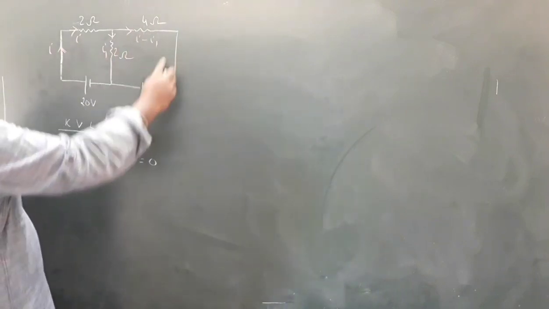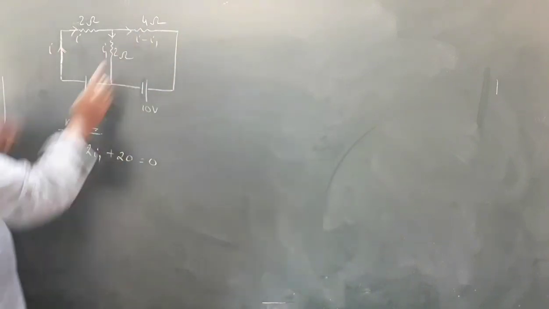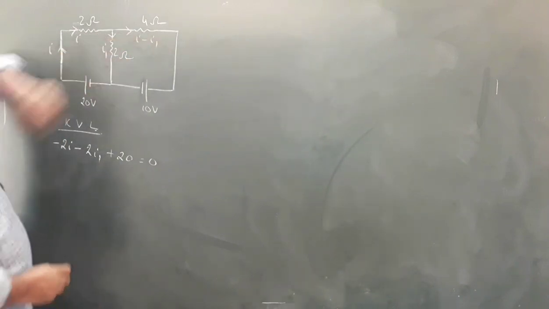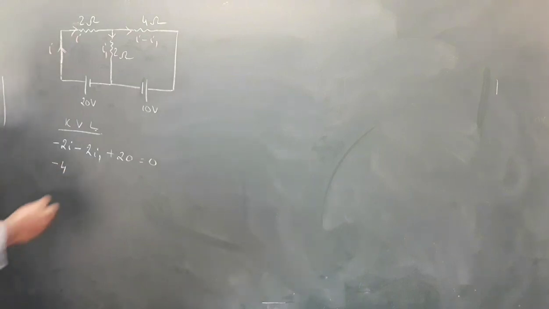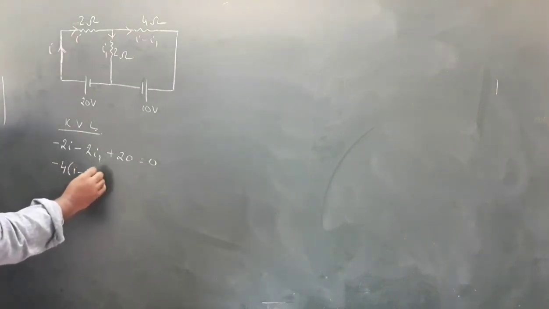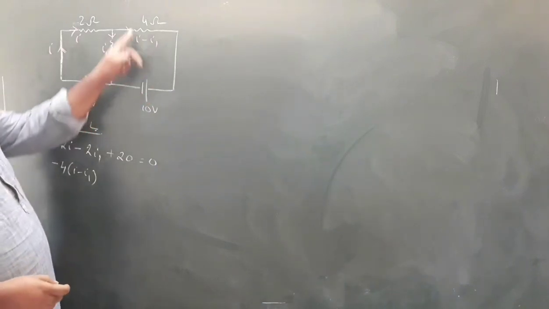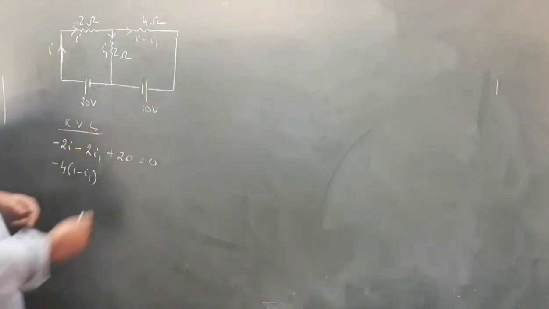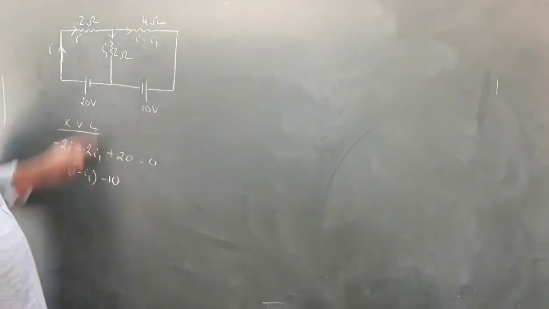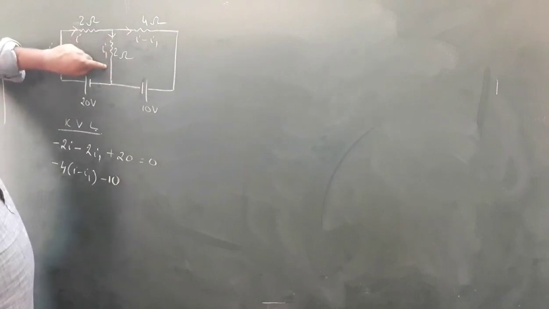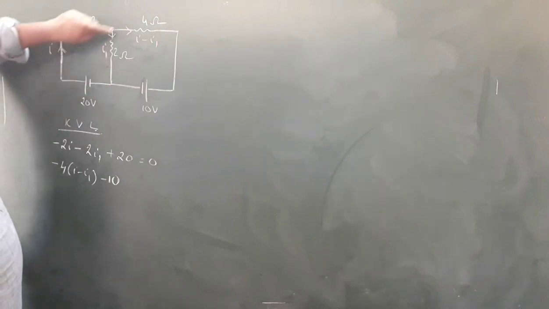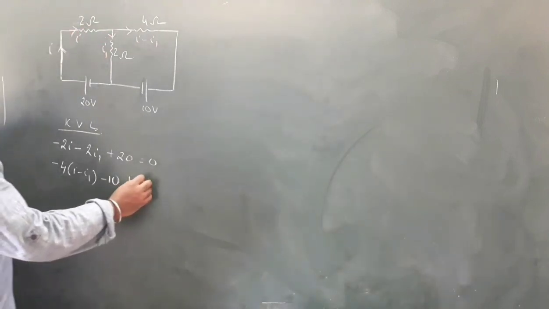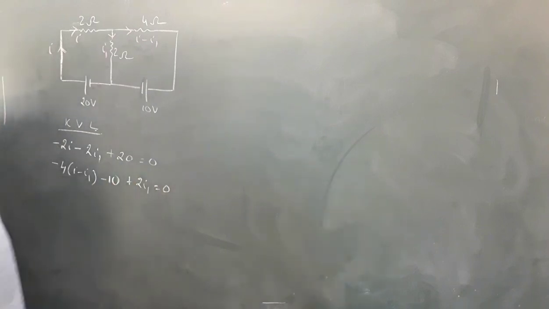Now if I take this loop, current is flowing in this direction, from high potential to low potential, so there is a loss. Loss means minus sign, so minus 4 times (I minus I1). Then I'm taking this path, from high to low potential, so there is a loss. So this is minus 10. Then I am taking this path against the current, moving from low potential to high potential, so there is a gain. So this is plus 2I1. This is equal to 0.